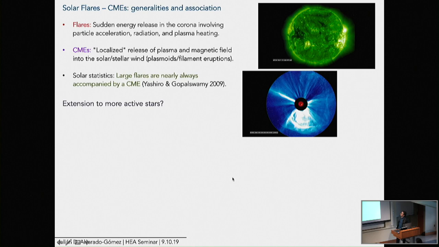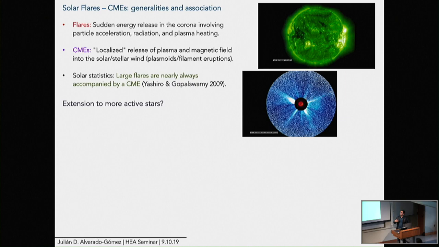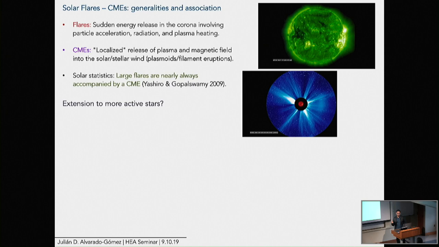And if we look at the sun, the statistics tell us that large flares, the big eruptions, typically come with a CME. So the association rate is more than 90% or so. When you see a big flare, you typically see a CME. And this immediately poses the question for people interested in stars, especially the high energy aspects of them: what happens in active stars? Because active stars have larger flares than the sun, and those flares are much more frequent.